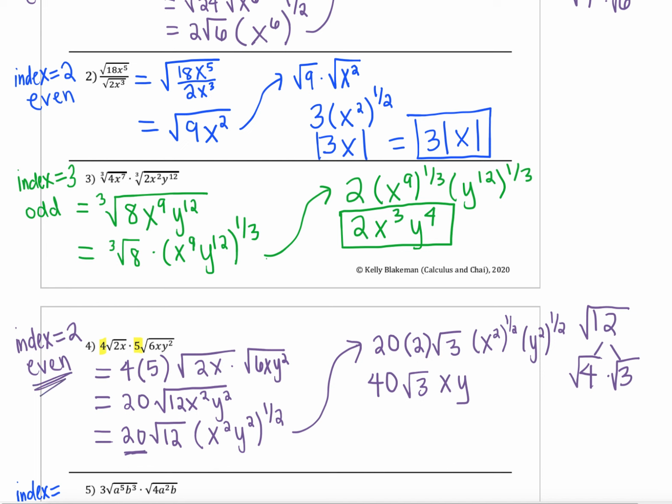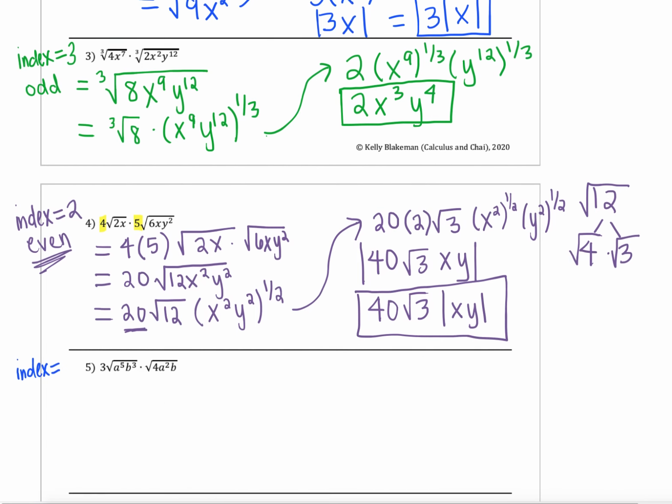Again though, since this index is even, we do have to consider absolute values. So technically the whole thing gets absolute values around it. In this case, the 40 and the square root of 3 are both already positive, so we can take those out of the absolute values. The x and the y though, since both of their powers are odd, we need to leave them inside the absolute values because x and y could potentially be negative. And that right there would be our final answer.